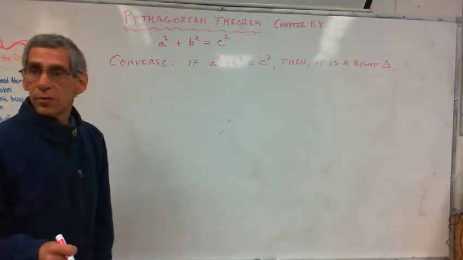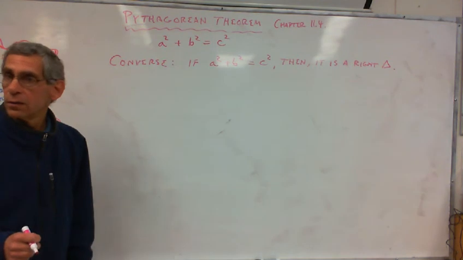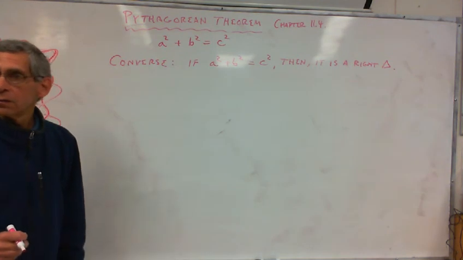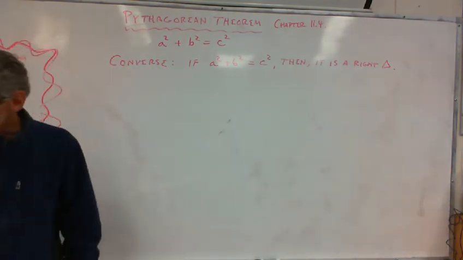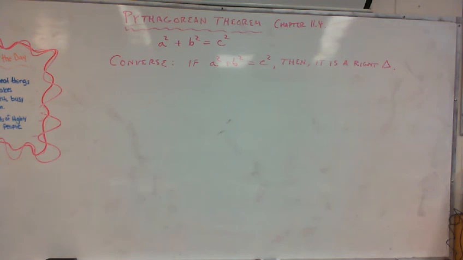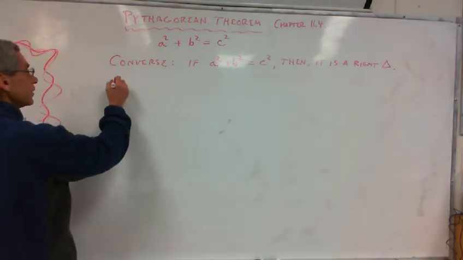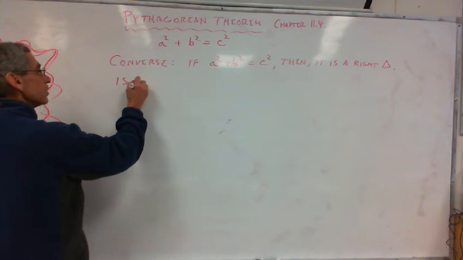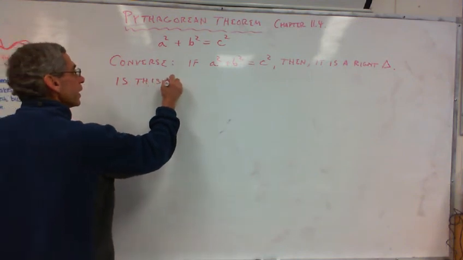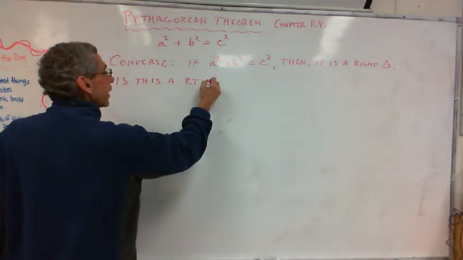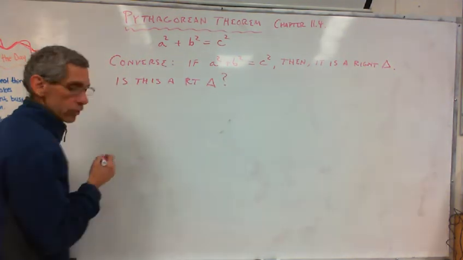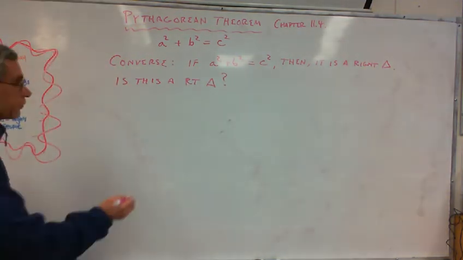So there might be problems that tell us to determine if it's a right triangle. An example would be: tell me if this is a right triangle. Let's say we have three sides. Is this a right triangle? Here are the three sides. I give you 8, 15, and 17.